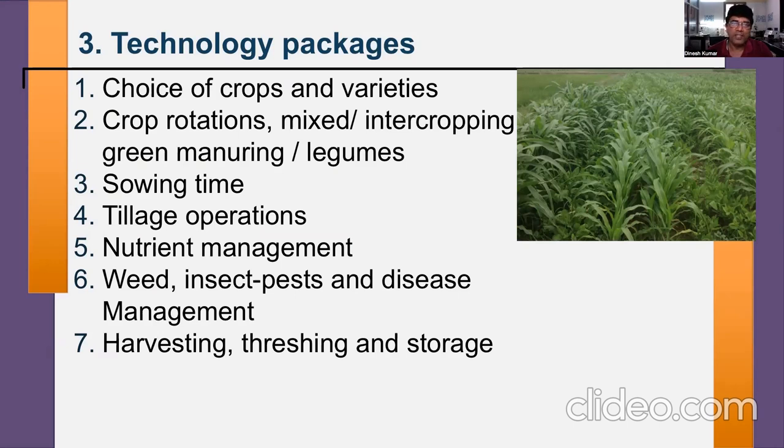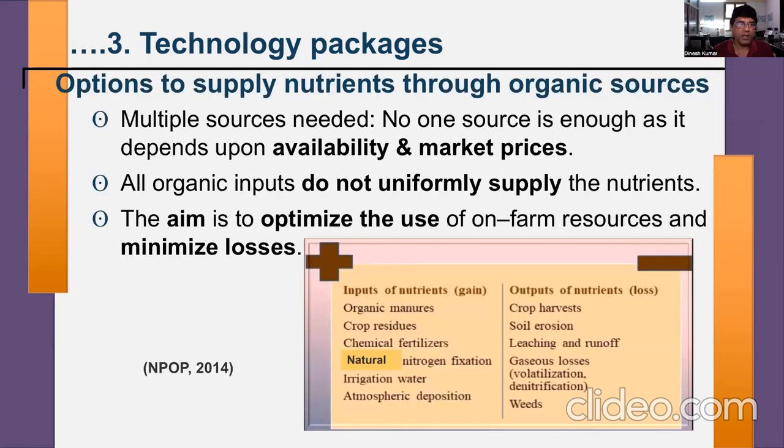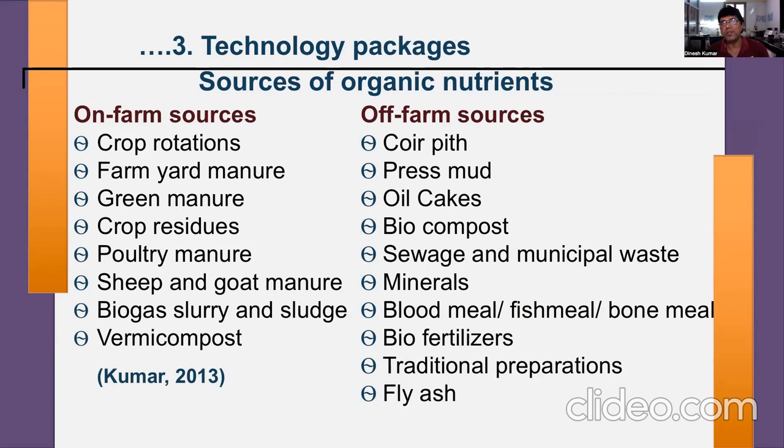Up to now, we were doing research, evolving production technology for conventional farming. Now in India also, we are doing this job to evolve the production technology. So the third important component of organic farming is the technology package. For example, for nutrient management, you can go through this slide about the organic inputs. There are a number of organic inputs and research can be done on this, and people are making recommendations also. There are a number of organic nutrient resources like crop rotation, farmyard manure, green manure, coir pith, off-farm resources. So these are the resources to supply nutrients.